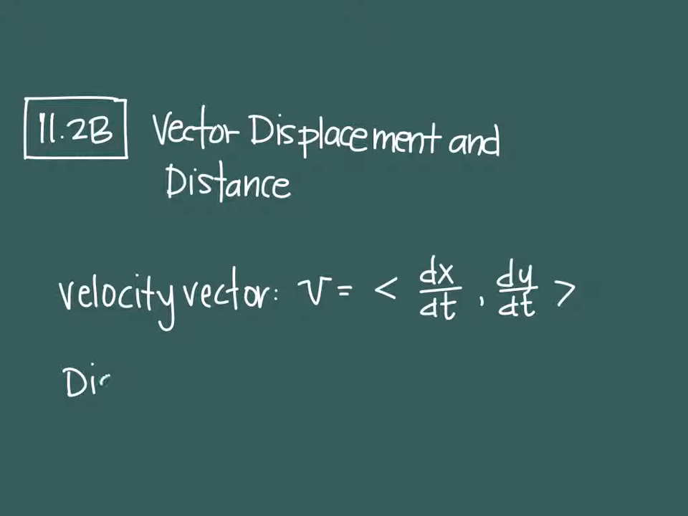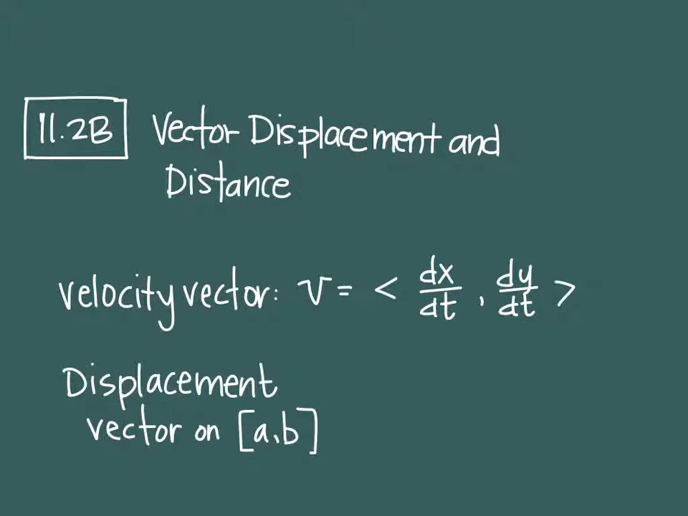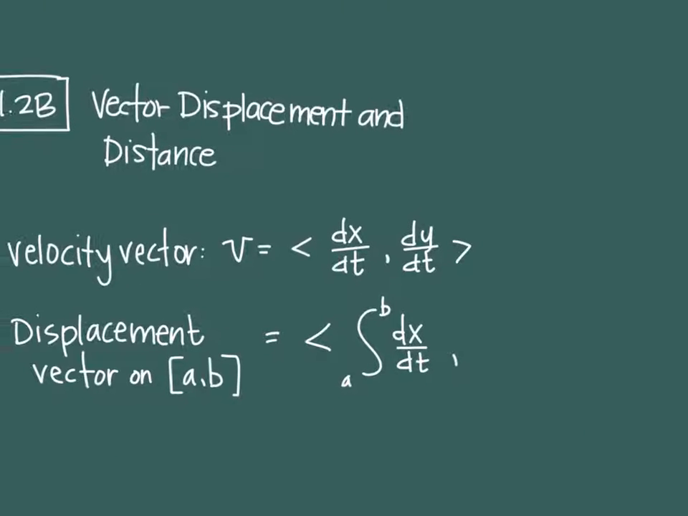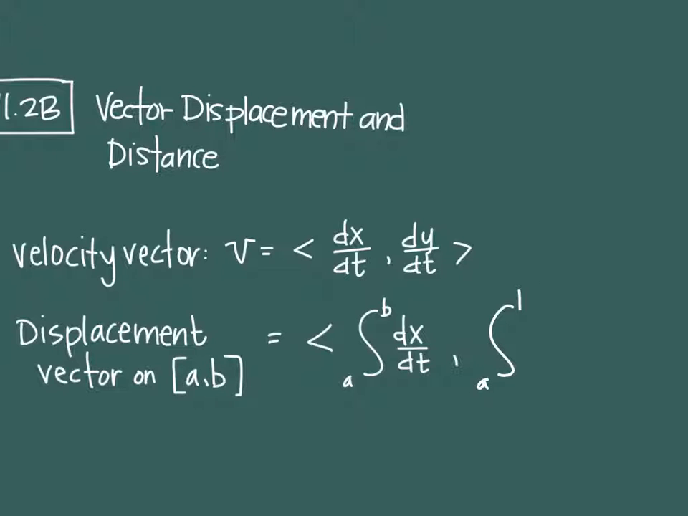How do you find the displacement? We know what displacement is as a definition, but how do you do it in terms of a vector? If you're going to do displacement, you need bounds. And so your bounds are going to be from the starting point A to B. So how do you do the displacement in terms of x, and how do you do the displacement in terms of y? We need to do the antiderivative of the velocity vector. So we'll go as an antiderivative from A to B of dx/dt. That'll be the displacement in terms of x. And then the antiderivative from A to B of dy/dt is the displacement in terms of y.